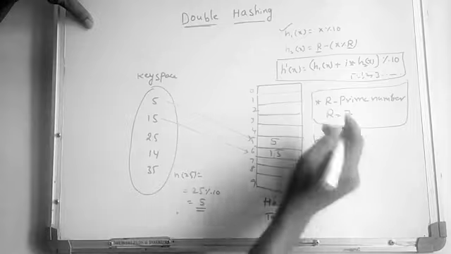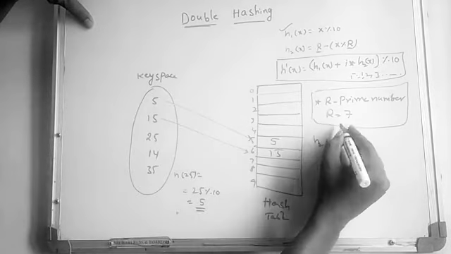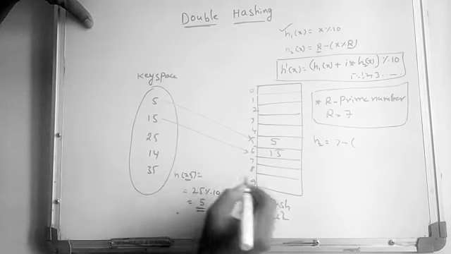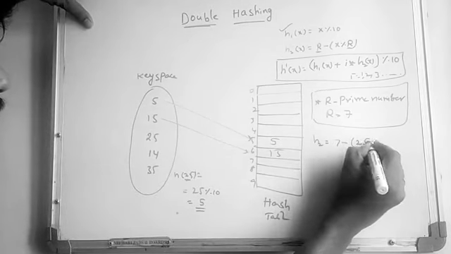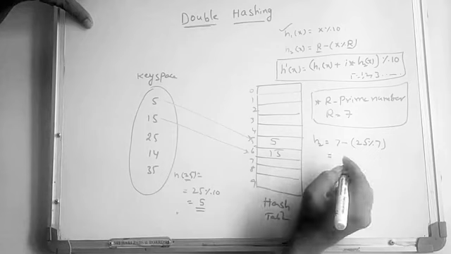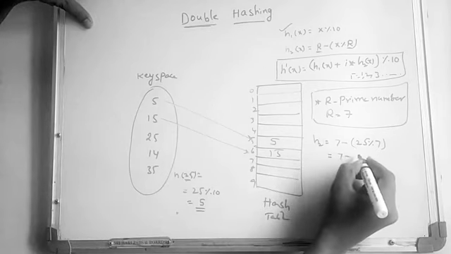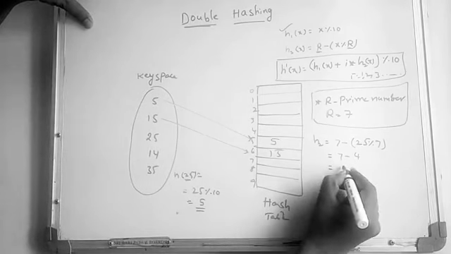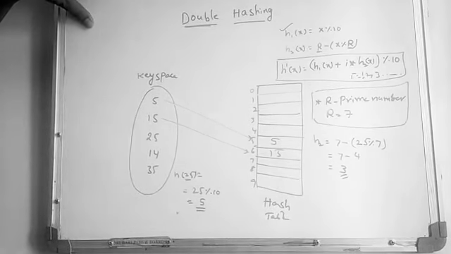So for better understanding, go for this one. R value is 7 minus x value is 25, so 25 mod 7. What is the value? 7 minus, what is the remainder? 4. 7 minus 4, remainder is 3.